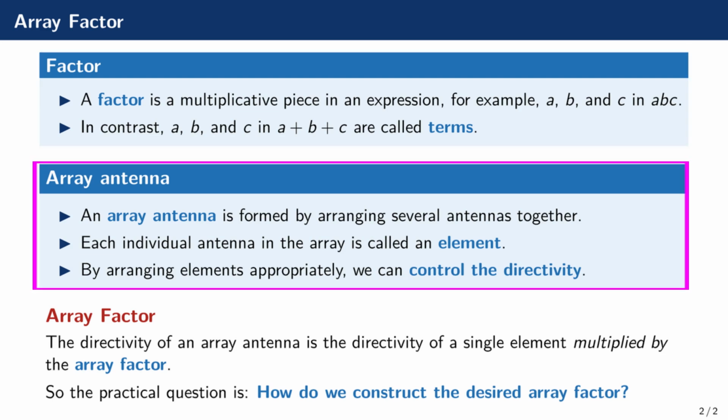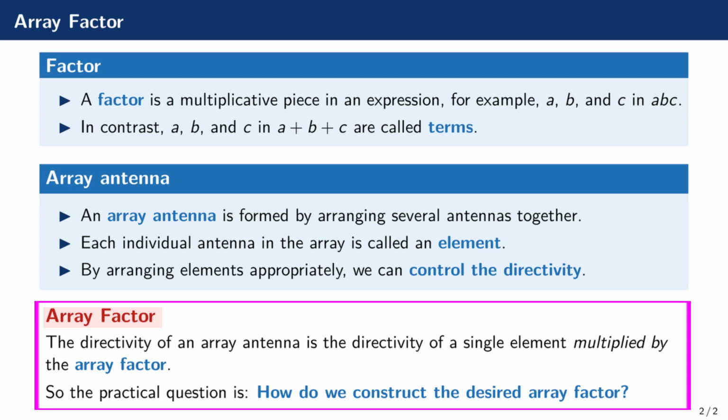Now let us move on to array antennas. An array antenna is formed by arranging several antennas together and making them work as one antenna. Each individual antenna in the array is called an element. So, for example, if an array has 5 antennas, we may call it a 5-element array. The advantage of array antennas is that by arranging the elements appropriately, we can control the directivity.